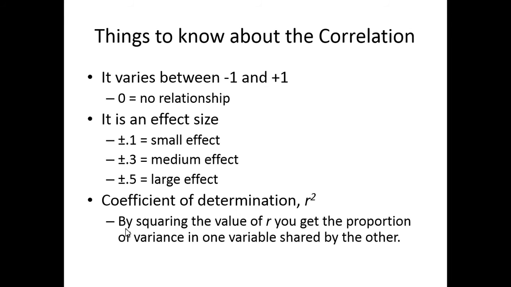Sometimes R squared is called the coefficient of determination. That's for super stat nerd people. You can just call it R squared if you want. So by squaring R, you get the proportion of variance in one variable shared by the other variable. Okay, so what does that mean?